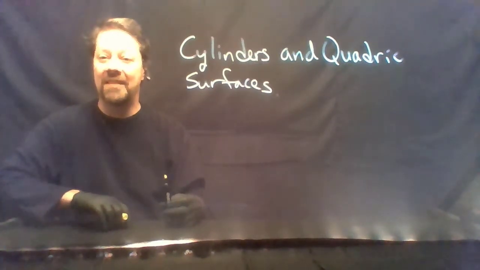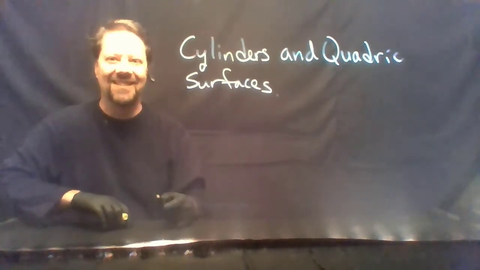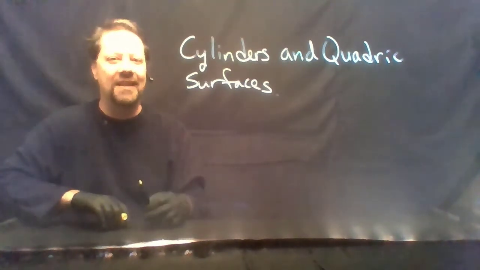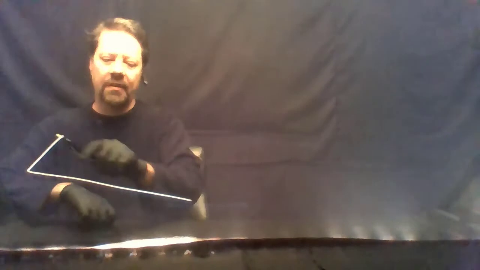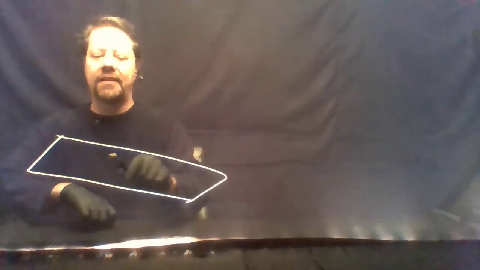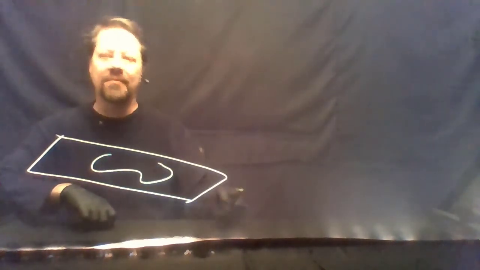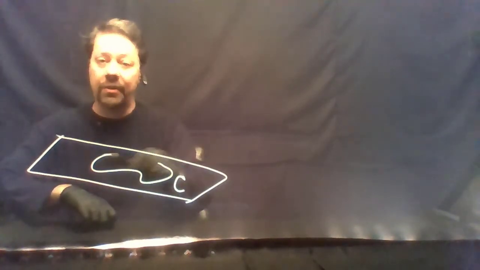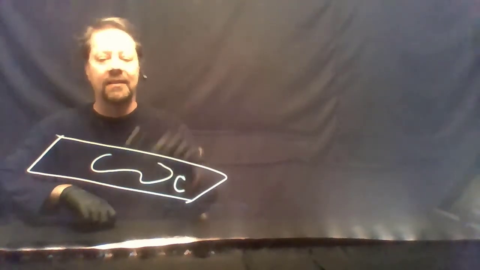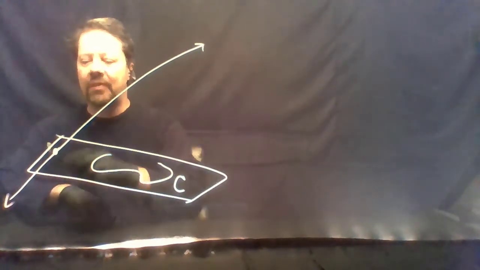Now, you might think you know what a cylinder is, but we have a specialized definition in this course. To explain the definition of a cylinder, let me draw a picture first. Suppose we have a plane and a curve on that plane. This curve doesn't need to be a closed curve. It could be open, it could be closed. But then we have a line that intersects the plane at one point.